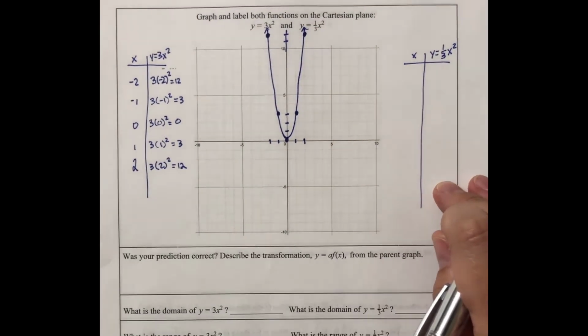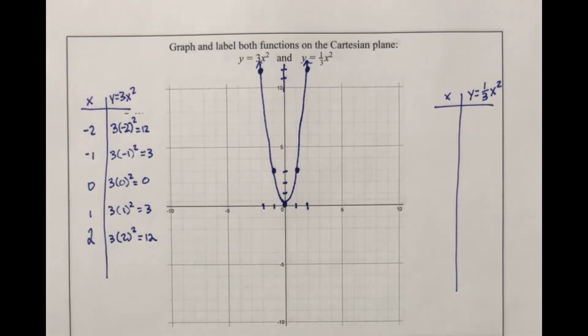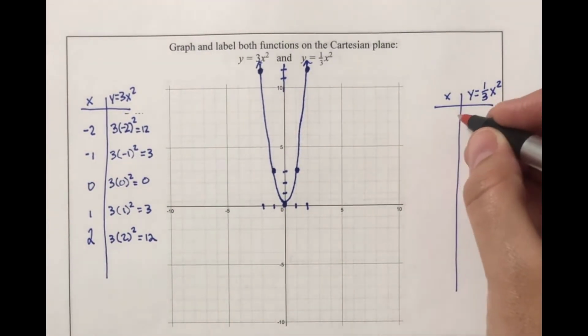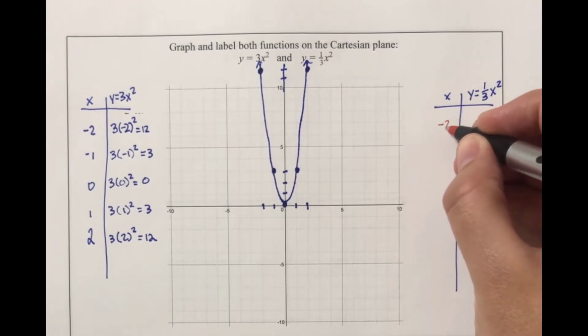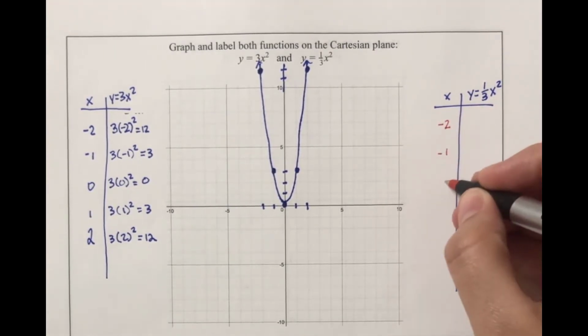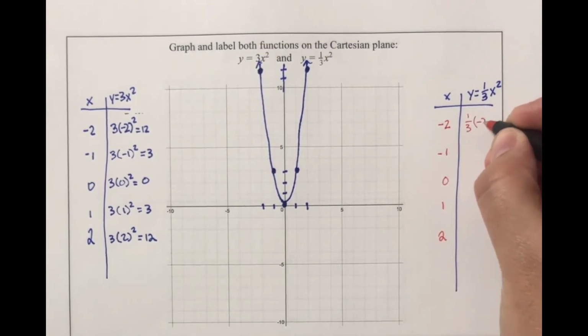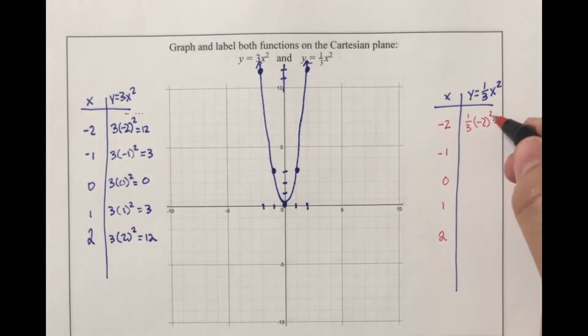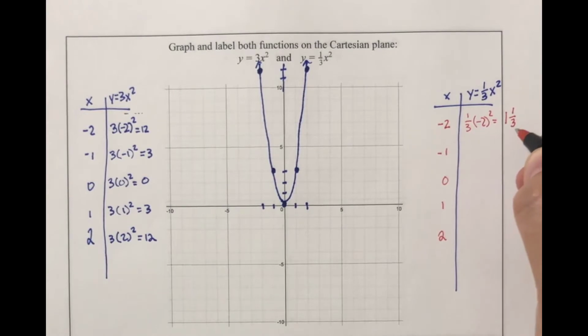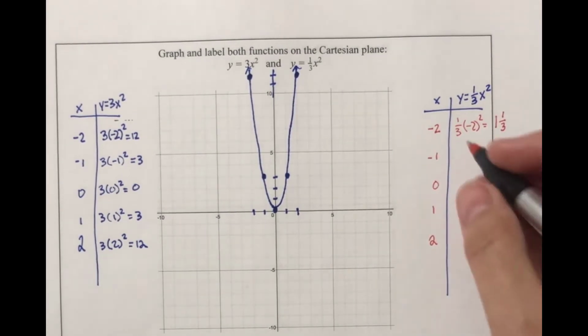Let's go ahead and plot the next one. Just to not confuse us, I'm going to switch colors to red so that we have two different graphs we're looking at. In this one, I'm going to pick the same x values one more time. So this is 1/3 times negative 2 squared. Exponents first, this is 4 times 1/3, so this is 4/3. 4/3 is the same as 1 1/3. That might be easier to graph if I write it like that, 1 1/3.